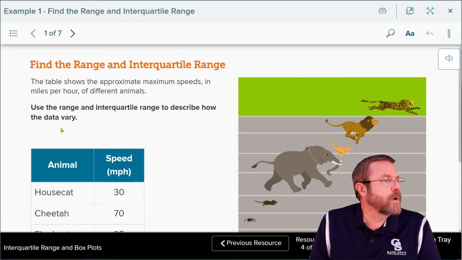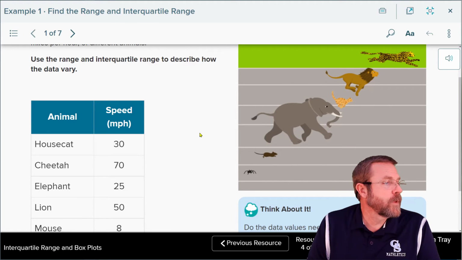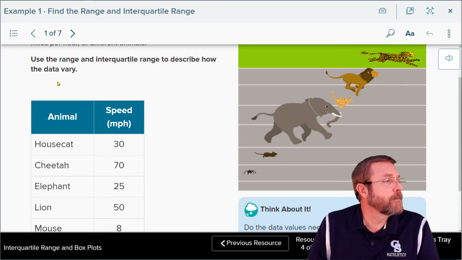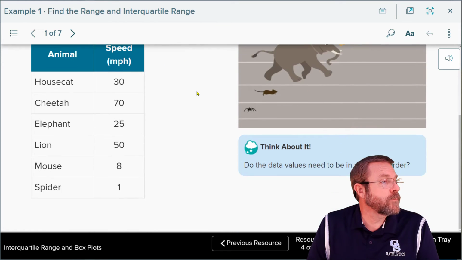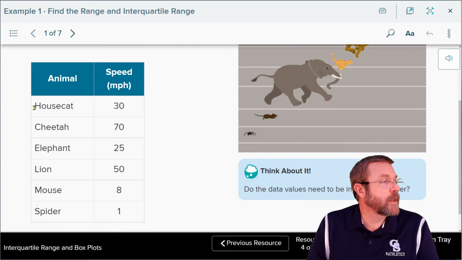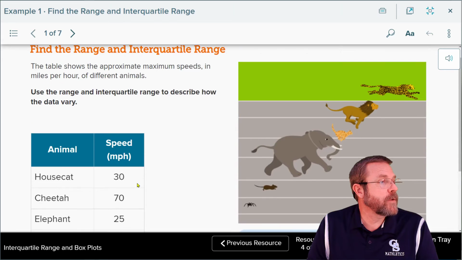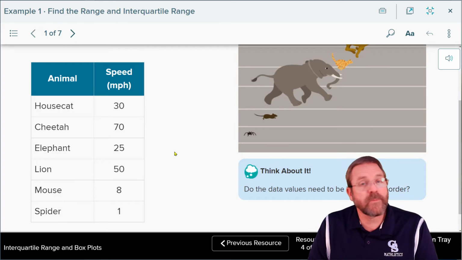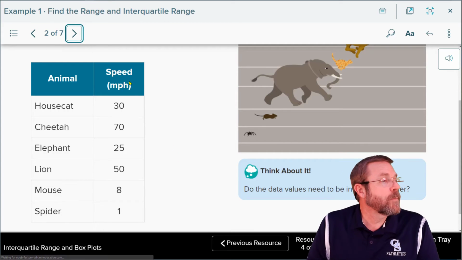In example 1, we're looking at the approximate maximum speed in miles per hour for a variety of different animals. And you can see the spider, he's going to lose that race. I hope he doesn't get stepped on. The interquartile range of the data describes how the data varies. So we're going to look at the house cat through the cheetah. Those are all the values we're going to be looking at: house cat, cheetah, elephant, lion, mouse, and spider. That spider's kind of slow. We're going to move from there.